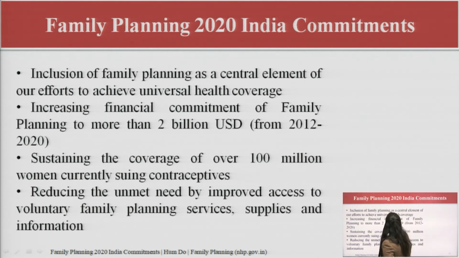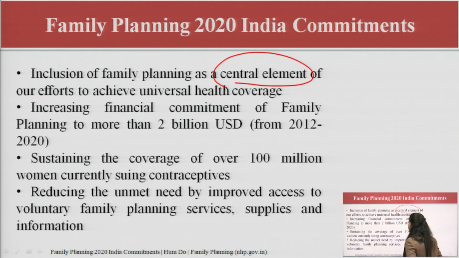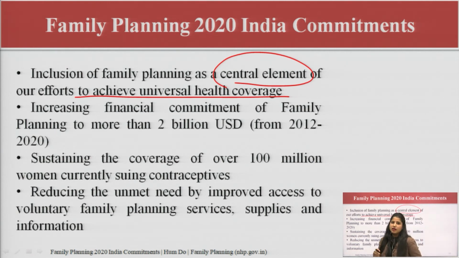So, inclusion of family planning as a central element. So, the main element we have taken is family planning, in our efforts to achieve universal health coverage. So, health coverage to all and in an equal way. Yes, the health facility should be standardized. It is given to the poor as well as to the rich, the same type of healthcare facility.